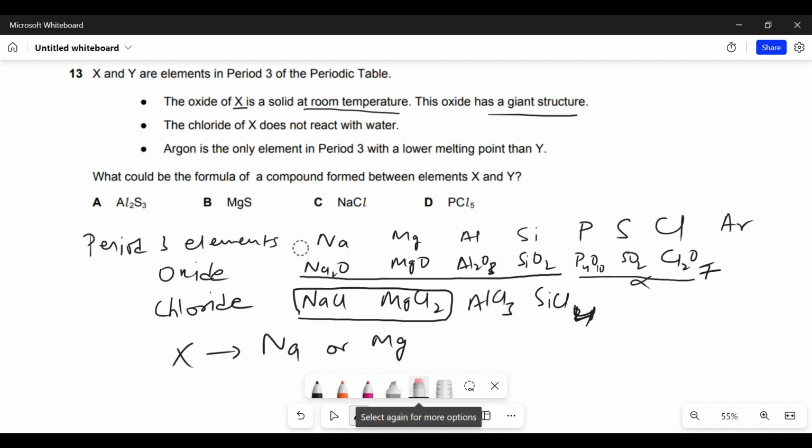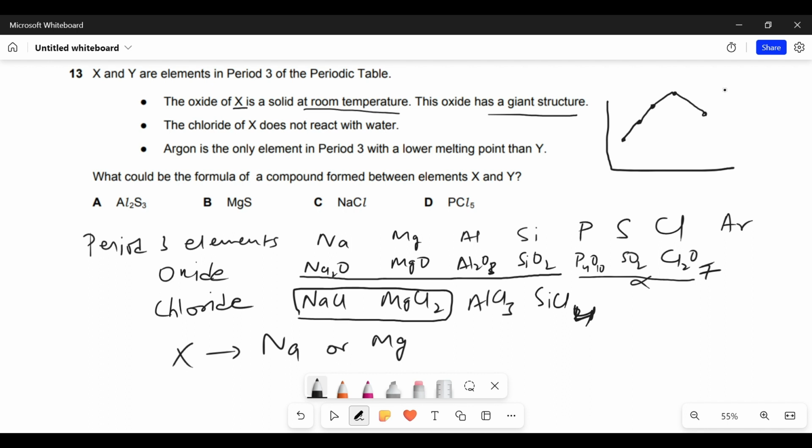Now let's look at the third statement. Third statement says that argon is the only element in period 3 with a lower melting point than Y. If I look at the trend in melting point, we know that among metals sodium will have the lowest melting point, and then higher will be magnesium. Above it there will be aluminium. Silicon will have the highest melting point and then the melting point decreases.